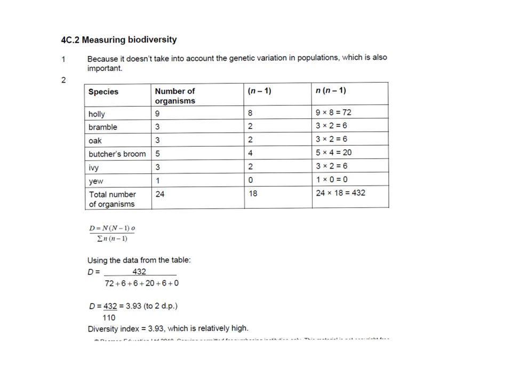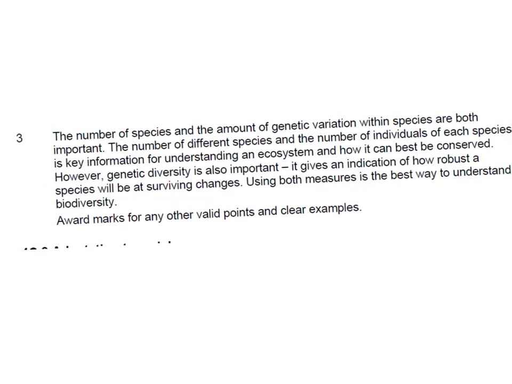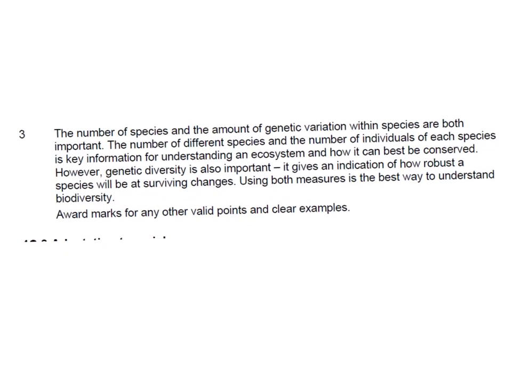Question 3 was asking, using the information supplied and other sources, discuss why it's important to measure both species richness and genetic diversity to give a full picture of biodiversity. The number of species and the amount of genetic variation within species are both important. The number of different species and the number of individuals in each species is key information for understanding an ecosystem and how it can best be conserved.